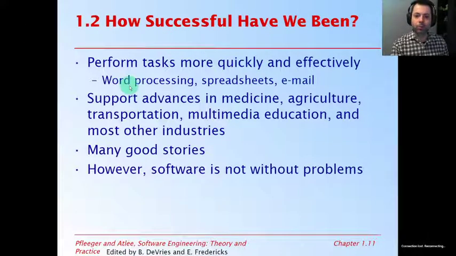You can pop open your web browser, go to our Google G Suite account. You can do word processing, spreadsheets, email from one single web interface, right? You don't even need Word anymore, or WordPerfect, or LibreOffice, or whatever your favorite word processing software is. You can just go to the cloud and use it, right? So we have office tasks that have been streamlined. Medicine, agriculture, multimedia, pretty much every industry has benefited from good quality software engineering. So we've made a lot of great advancements.